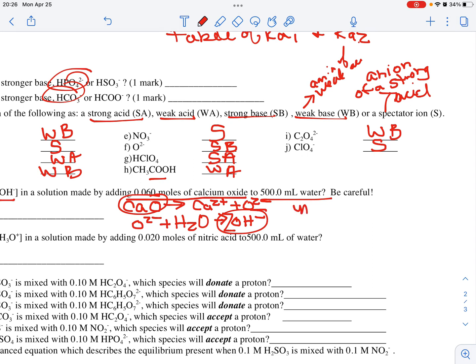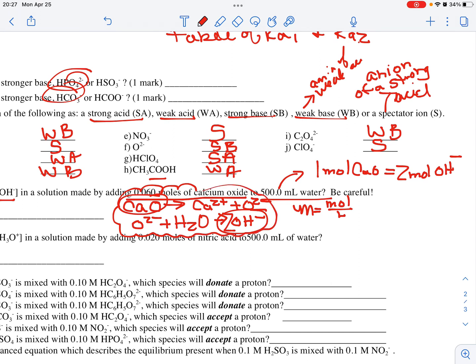So let me go ahead and do this. Remember that molarity equals moles per liter. But I'm going to have to do a second mole calculation. I'm going to do my mole calculation up here. I'm going to write a factor: 1 mole of calcium oxide produces 2 moles of OH-. And we've proved that with this equation right here.